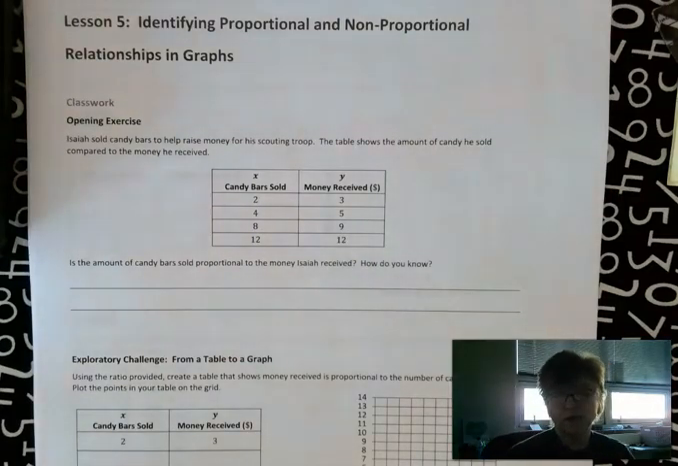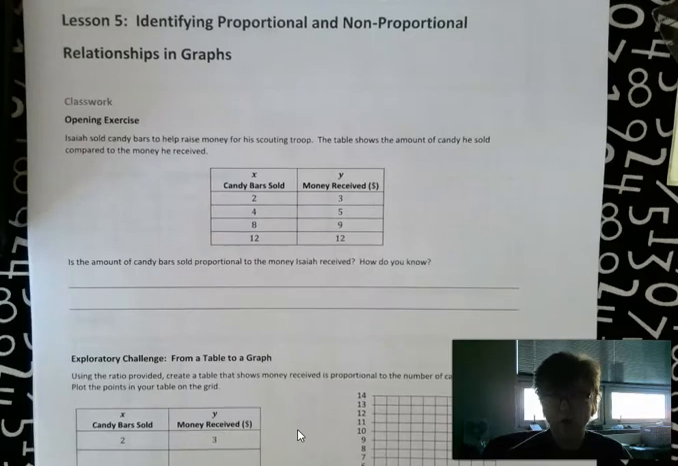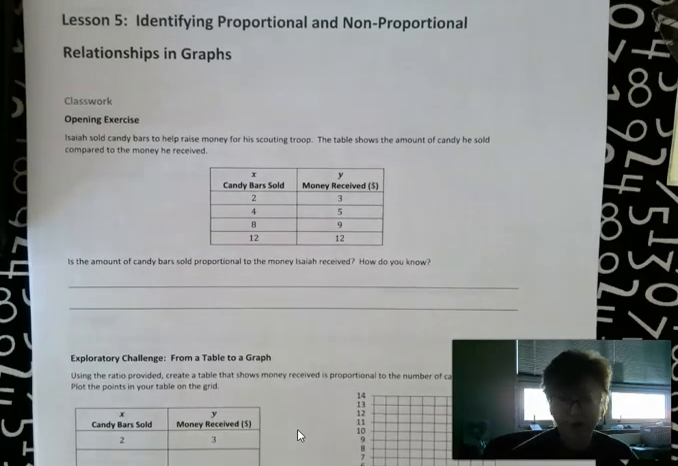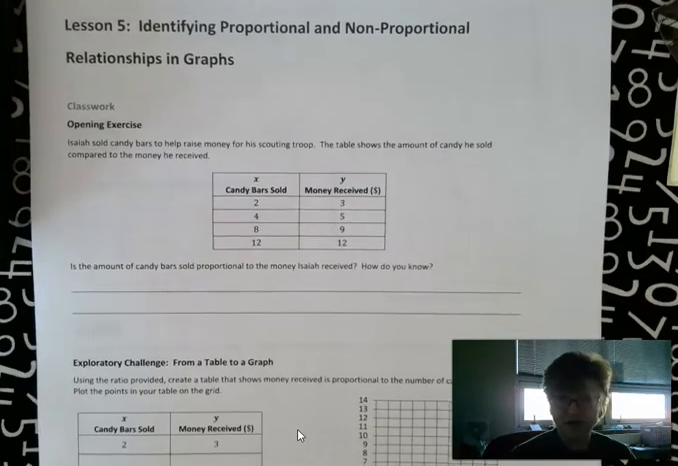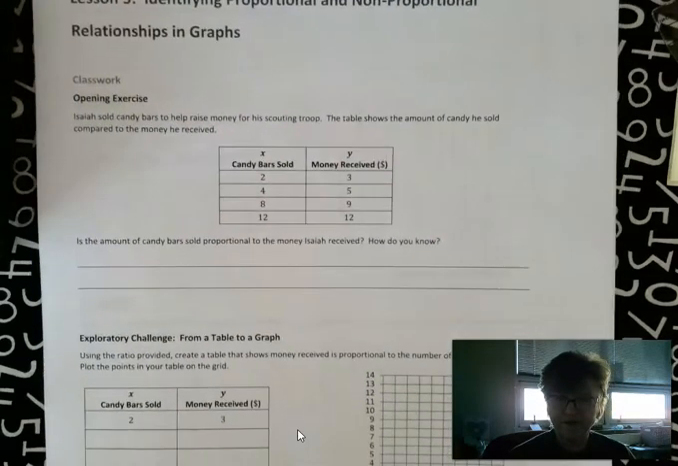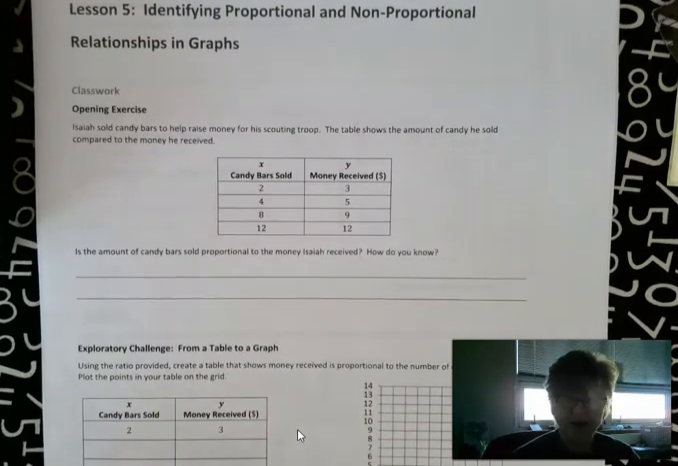Hi, today we're going to begin working on Lesson 5, identifying proportional and non-proportional relationships in graphs. You had a chance to review graphs and coordinate pairs or ordered pairs, so that should be a good refresher as we're preparing to graph and check for proportionality. So as a quick review, let's take a look at this opening exercise.